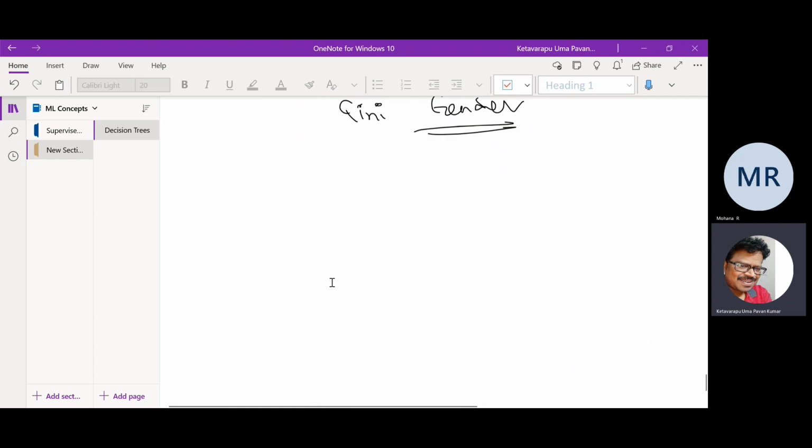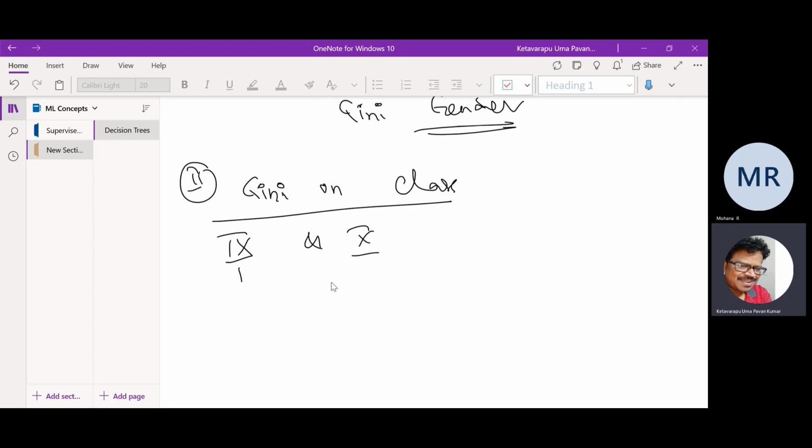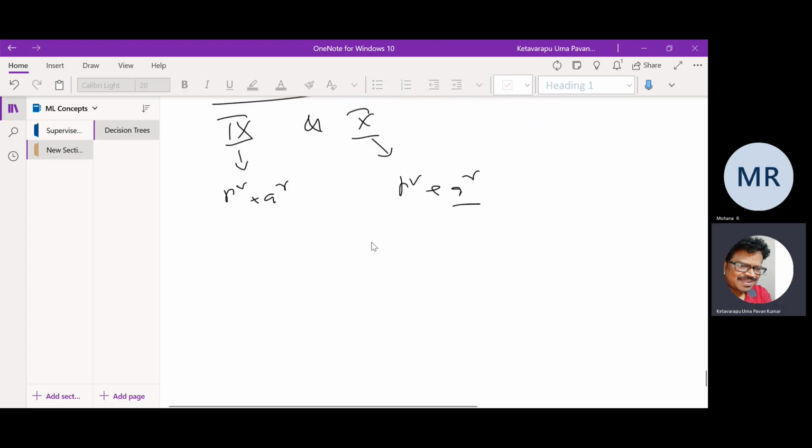First, let me do this. Gini on class. How many classes do I have? 9th and 10th. Here also it is the same: for 9th, p square plus q square, and for 10th, p square plus q square. Let us start with the ninth standard. We are just splitting on class, making use of the class. Don't worry, friends, it is simple.